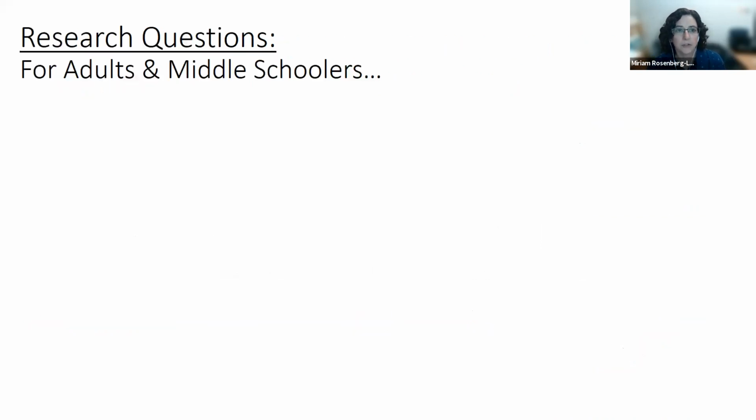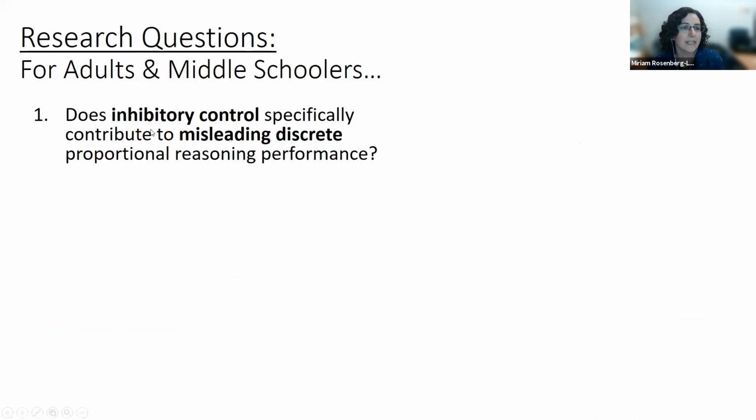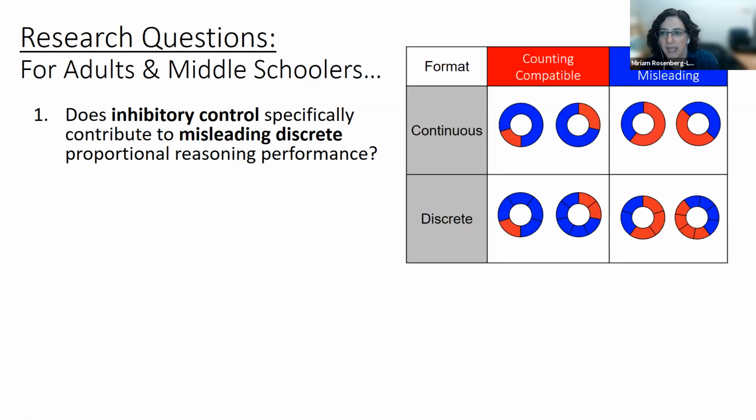Our research question for this study was, first, does inhibitory control specifically contribute to these misleading discrete proportional stimuli? I'll just show you our full stimuli design. We had these counting misleading stimuli, which could be in either the discrete or the continuous format. And we had counting compatible ones, for which I'll show you overall performance, but we're generally going to focus on these misleading ones.